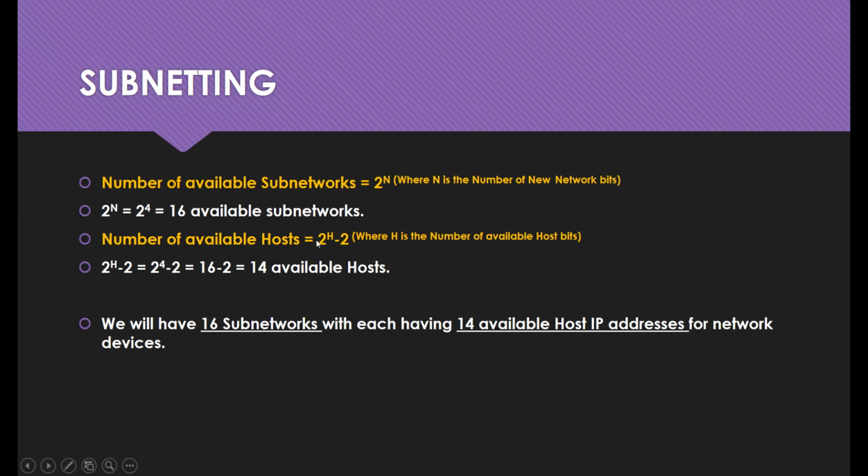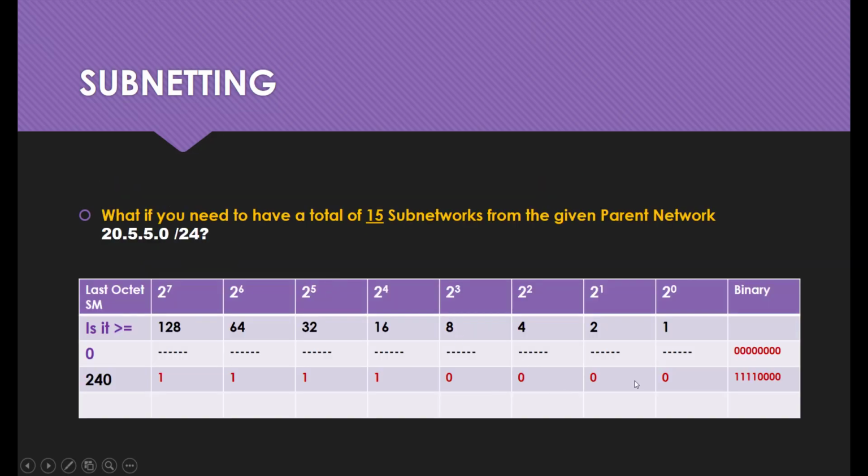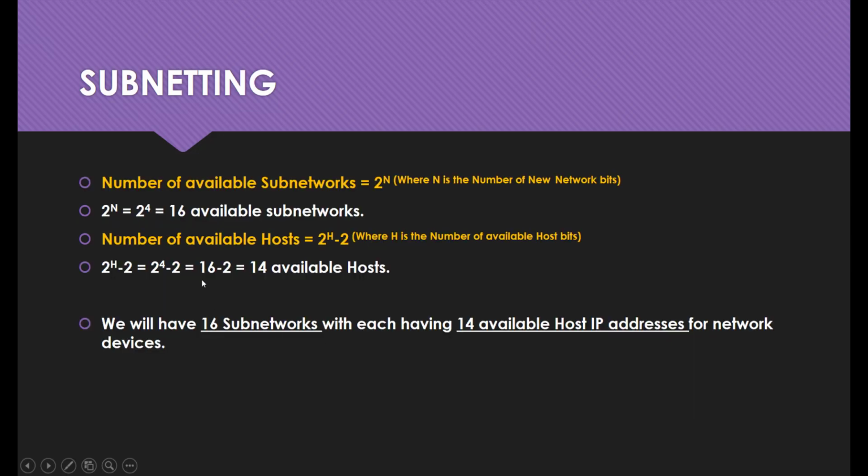And the number of hosts we'll have is 2 raised to the power 4. Why? Because we have 4 bits that have been untouched as the host bits. So that will be 16 minus 2. So we'll have 14 available hosts. So what that means is that we will have 16 subnetworks with each having available host IP addresses for network devices. So let's try one more.